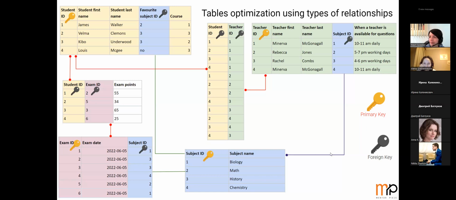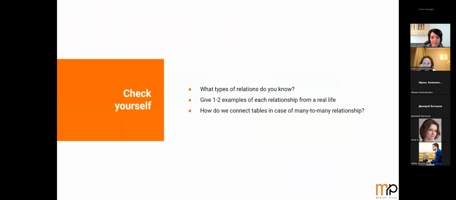Any other questions? Okay. So it's time to ask your questions. My turn to ask you questions. So check yourself. Just to make everything understandable, we will have such breaks inside the lecture to make sure that everybody understands everything. So what types of relations do you know? One-to-one, one-to-many, many-to-many.